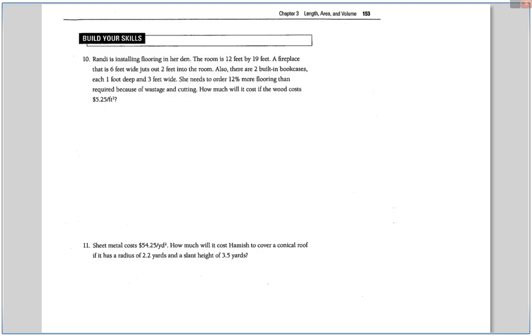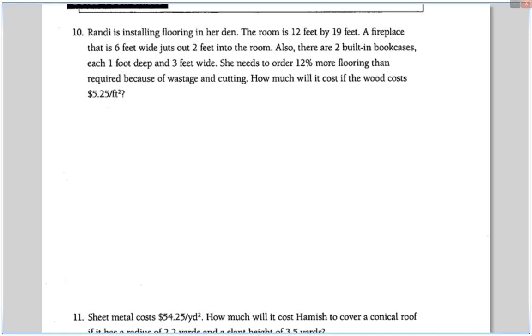All right, so here Randy's installing flooring in her den. The room is 12 feet by 19 feet. A fireplace that is 6 feet wide juts out 2 feet into the room. Also, there's 2 built-in bookcases, each 1 foot deep and 3 feet wide. She needs to order 12% more flooring than she's required because of wastage and cutting. How much will it cost if the wood costs $5.25 per square foot?